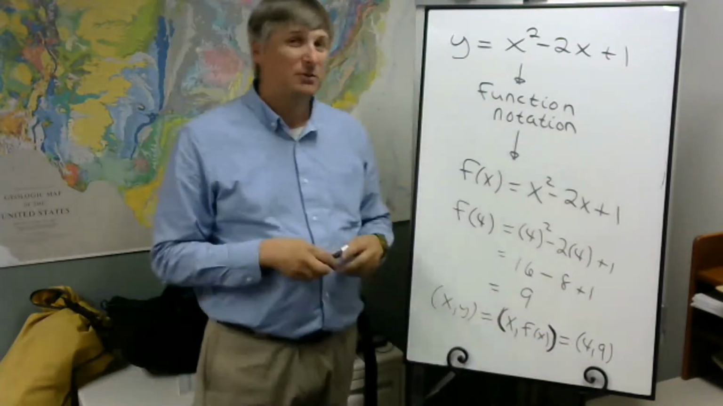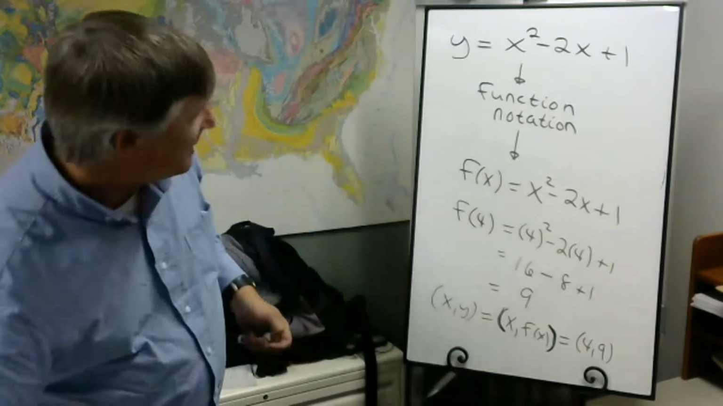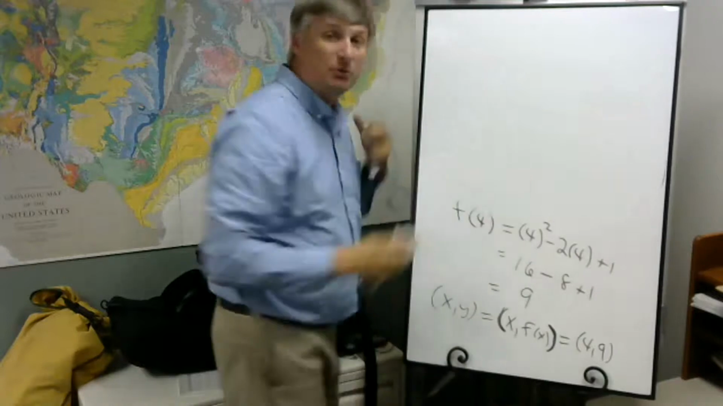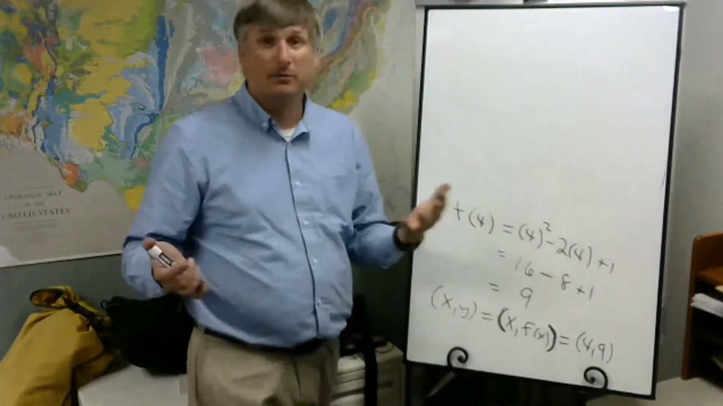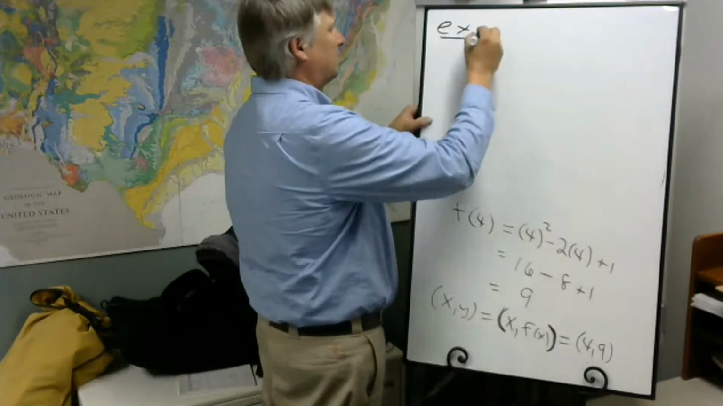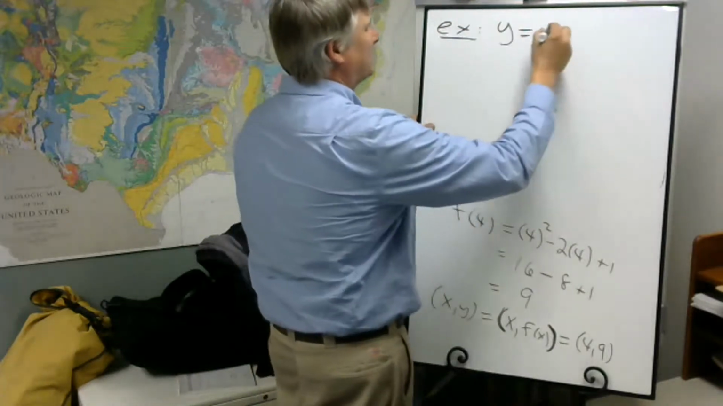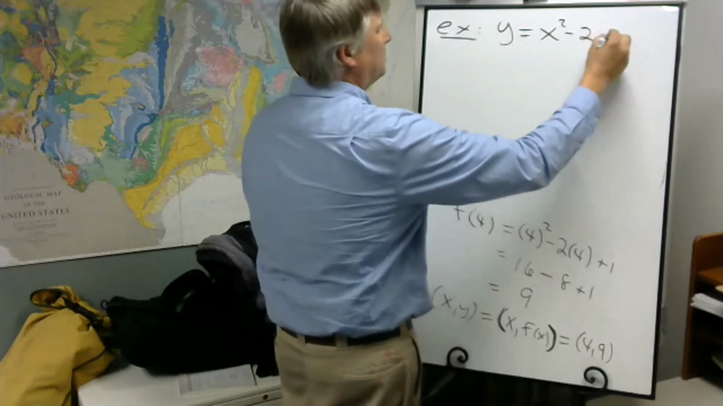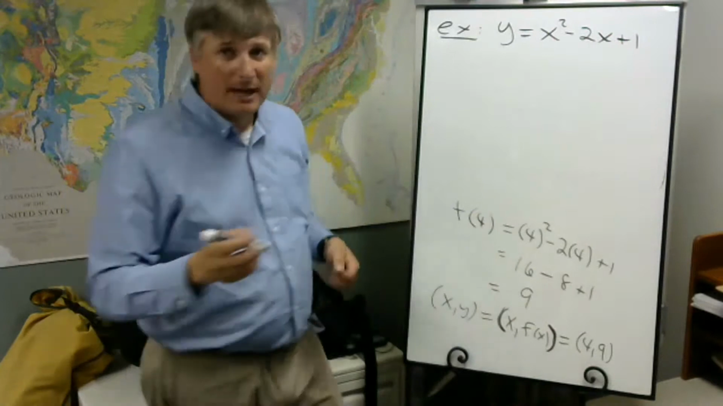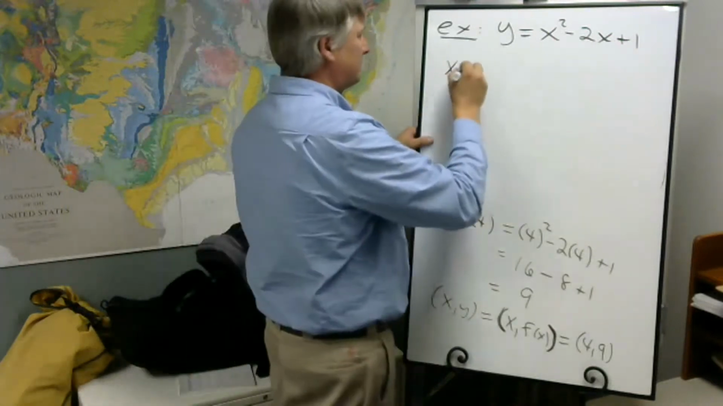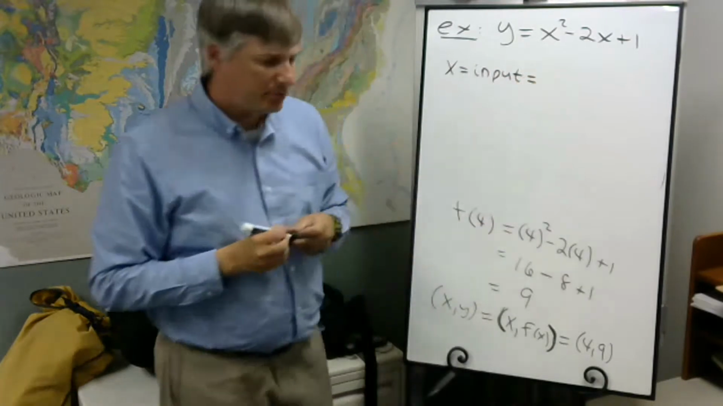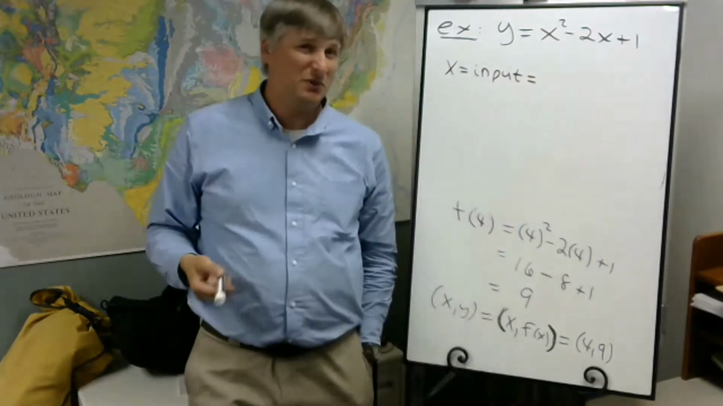And so that's what that f of x notation is. Now, what we typically do with functions, we can still use y, as we're not prevented from using it. So y, we'll go back to our x squared minus 2x plus 1. And again, this is just some terminology. X, again, is our input. And the thing about the input is we get to freely choose it.